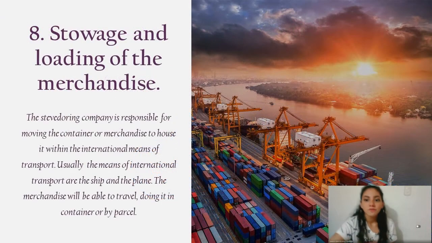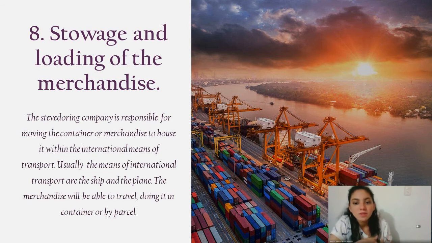Eighth, storage and loading of the merchandise. The stevedoring company is responsible for moving the container or merchandise to host it within the international means of transport. Usually the means of international transport are the ship and the plane. The merchandise will be able to travel in the container or as a parcel.